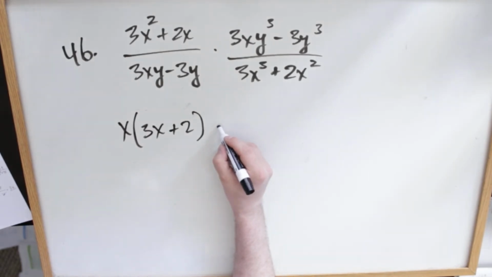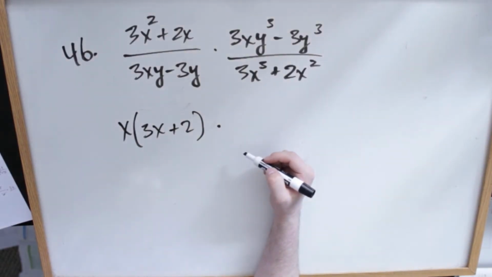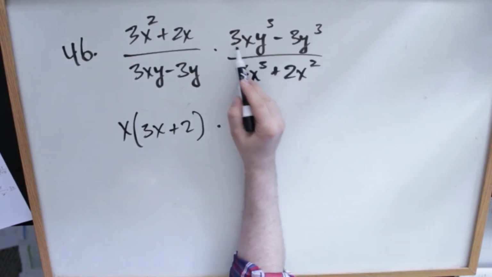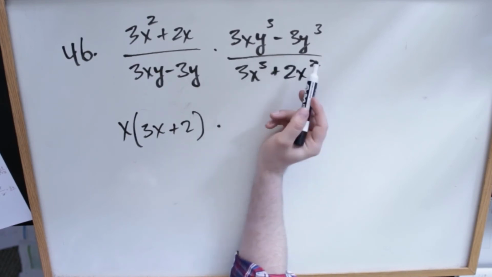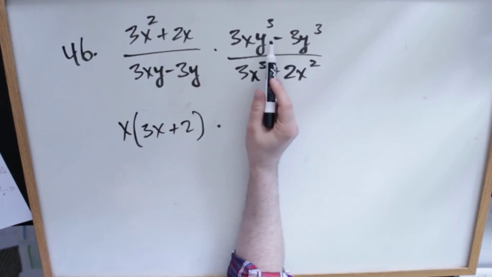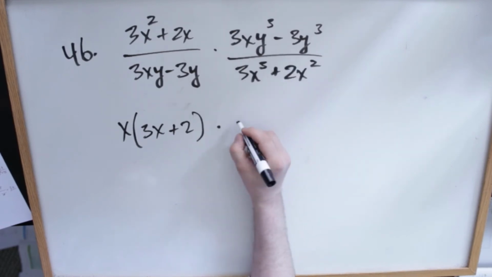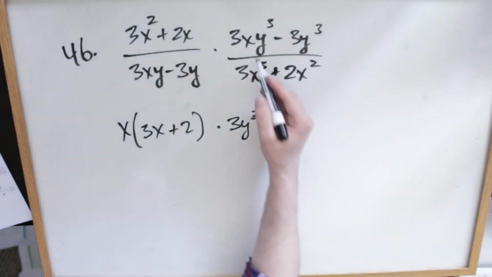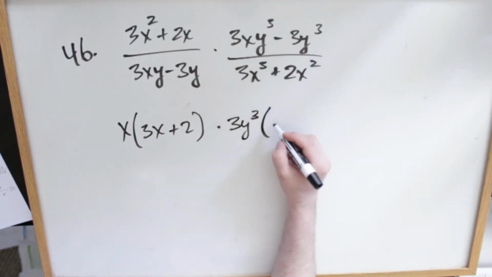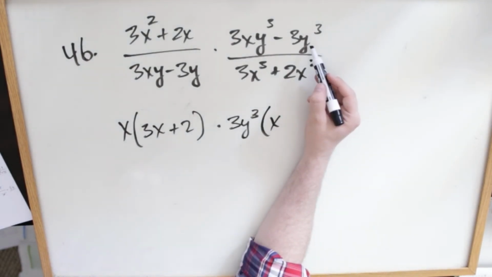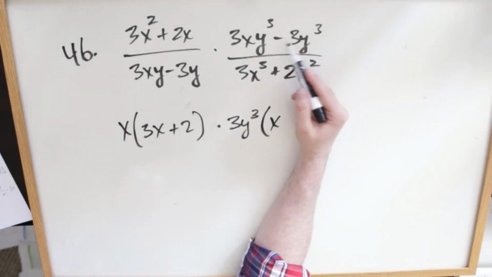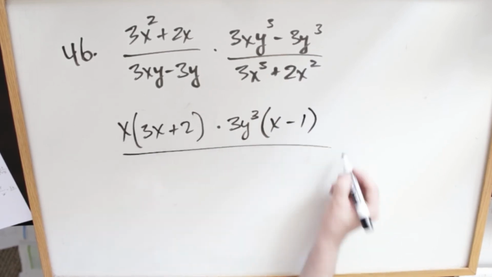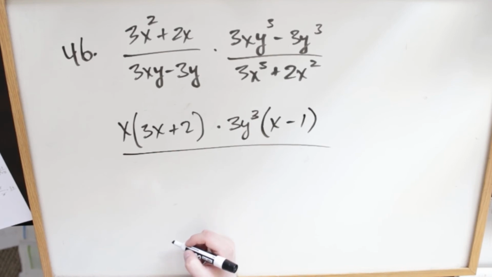Now let's work on the other piece. What is common between both of these pieces here? Looks like the 3 is in both pieces. It looks like there's a y to the third in both pieces. So we'll do a 3y to the third times, well, what's remaining? What didn't we pull out? An x. What about over here? We pulled everything out. So the only thing that's left is just that negative sign, and it's just a negative 1. Okay? So now let's do the bottom piece.